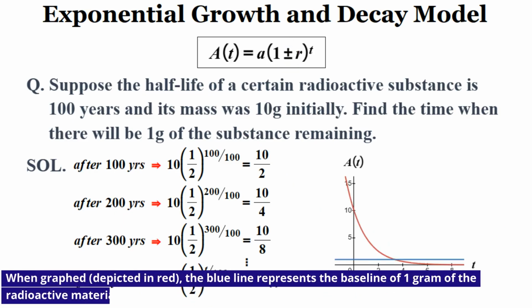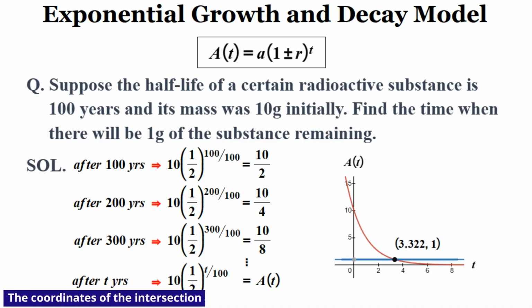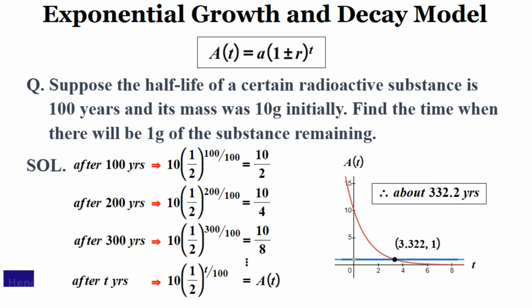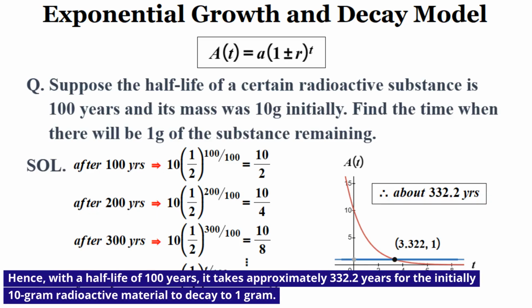When graphed, depicted in red, the blue line represents the baseline of 1 gram of the radioactive material. The coordinates of the intersection are 3.322 and 1. Hence, with a half-life of 100 years, it takes approximately 332.2 years for the initially 10-gram radioactive material to decay to 1 gram.